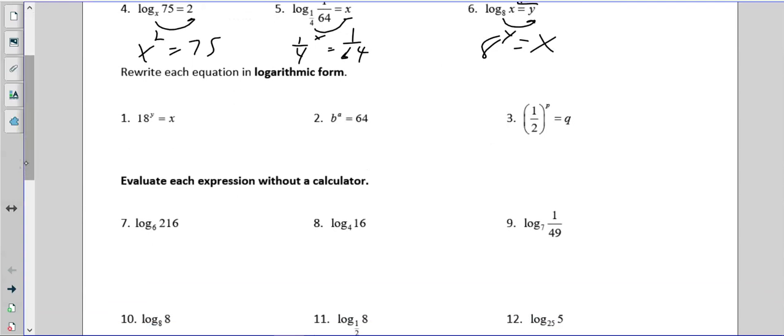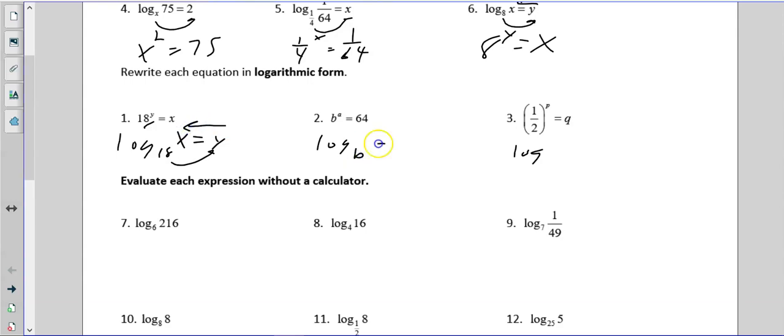Now this time we're going backwards. Like I say, I have trouble with this, so I always just write the log first, and I actually swish and flick in my brain. So 18 to the y. So that means 18 to the y equals x.